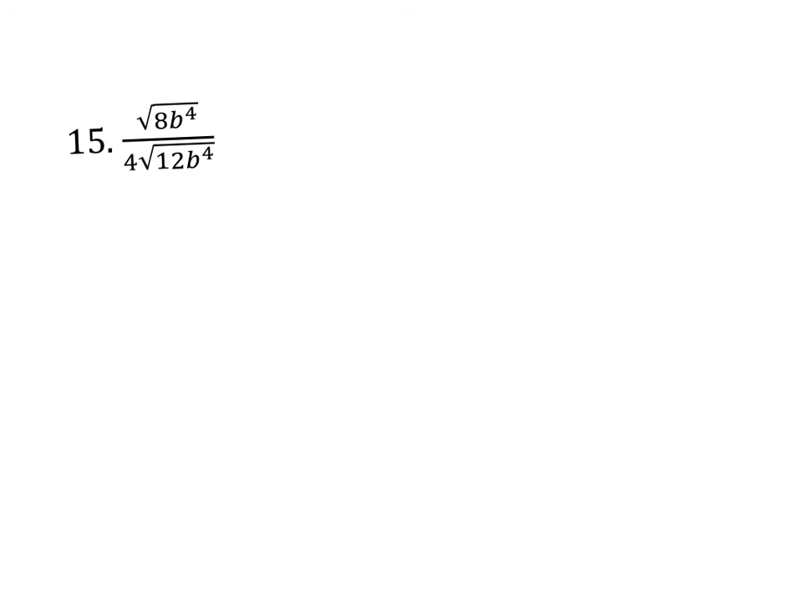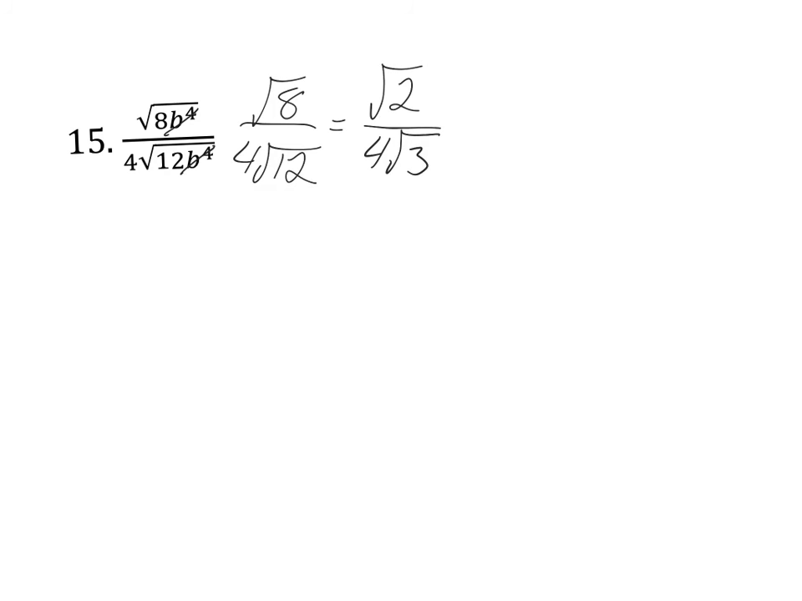So, looking at this, I have a b to the fourth on the top and the bottom, so that means that these are both going to cancel out. So now I have a radical 8 over 4 radical 12. The 8 and the 12, these both have a 4 that go into them. So that tells me that I have radical 2 over 4 radical 3.